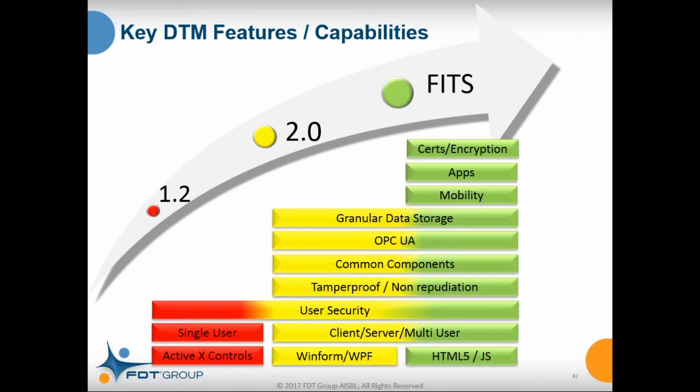In FDT2, we added OPC UA. The interfaces were well enough defined in FDT2 to allow that. You can't do that in FDT 1.2. You can't get that capability.